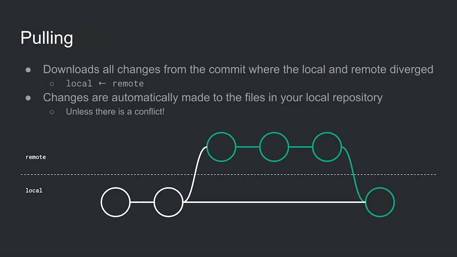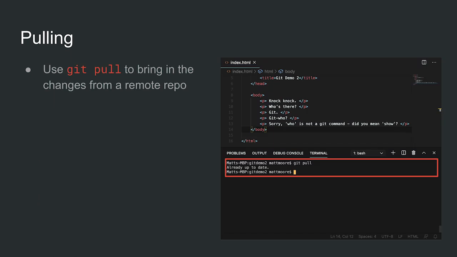A pull is when we download all the changes from the commit where the local and remote diverged. So essentially, any changes that have been made and pushed remotely are now pulled into the code base that we have in our local repository. Changes are automatically made to the files in the local repository, so you don't need to worry about that unless, of course, there's a merge conflict. To do a pull, we'll just use the command git pull, and that'll bring all the changes in from our remote repo. In this case, as you can see in this example, everything's already up to date.